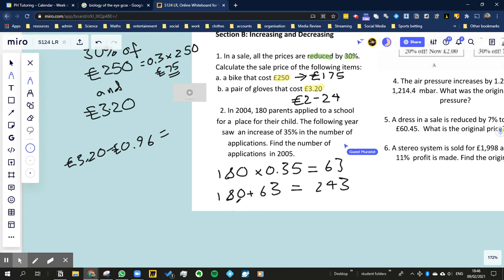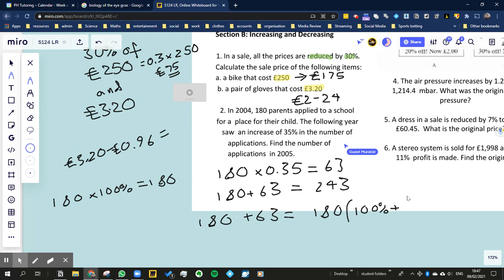180 is equal to 100% of 180, right? So 180 times 100% is obviously 180. So 180 plus 63 is equal to 100%... Okay, so basically it's equal to this: 180 multiplied by 100% plus, wait a second there, 35%.